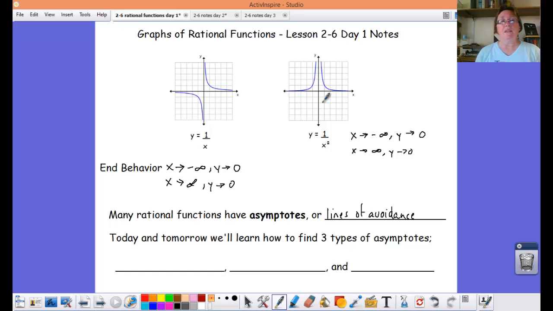Same thing here. Today and tomorrow we're going to learn how to find 3 types of asymptotes. You've already talked about 2 of them, vertical and horizontal. And that's going to be our focus today. Tomorrow we'll talk about slant asymptotes, but today our focus is going to be on vertical and horizontal asymptotes.